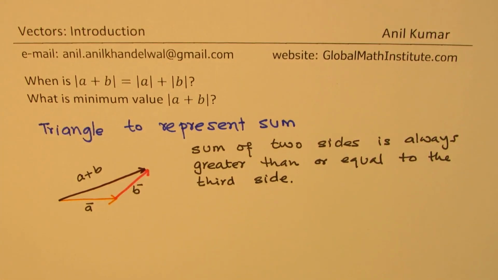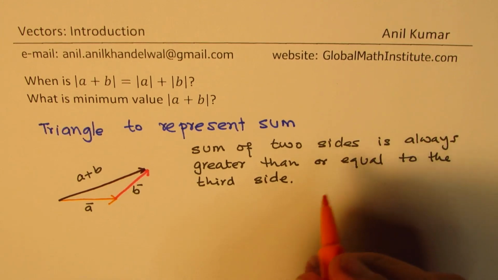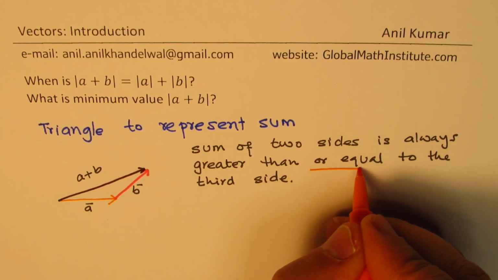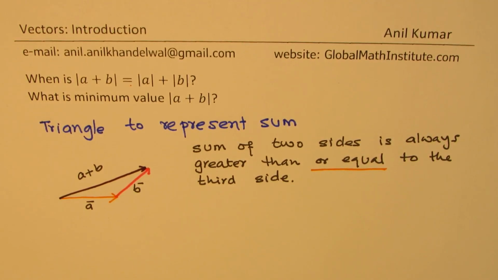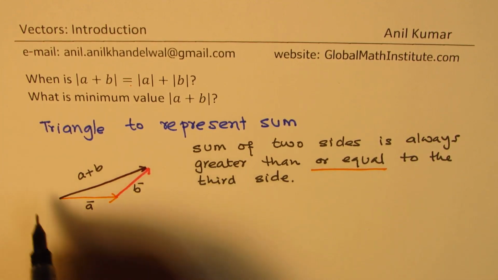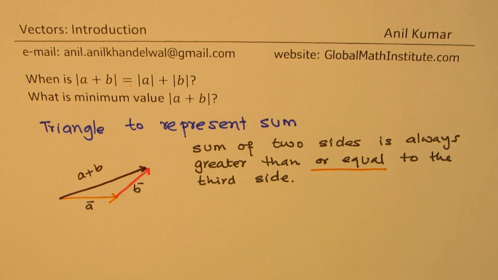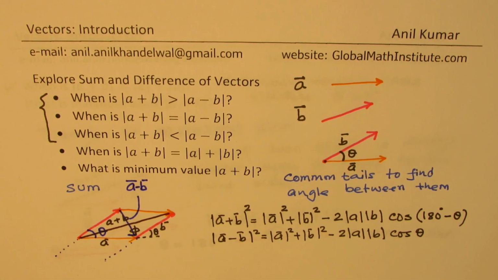Now here is a critical thing. What I've written here is greater than or equal to. So that means there is a possibility of both being equal. Correct? So in general, the sum of the magnitudes is greater. But the magnitude of A plus B can be less than the sum, and can be equal to the sum of the magnitudes of A and B. When? Only when they are along the same line. Do you understand?